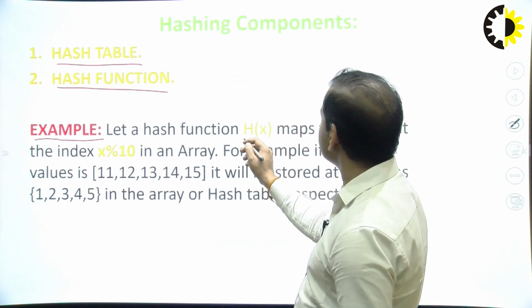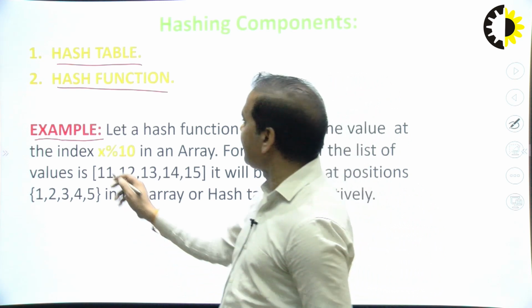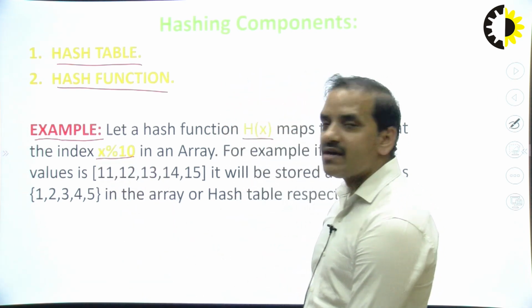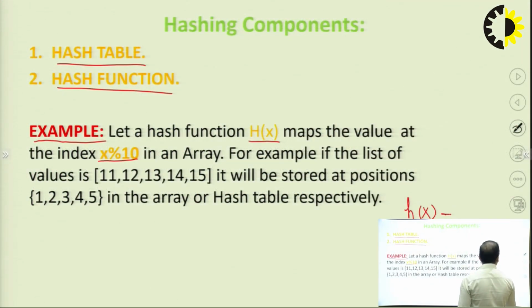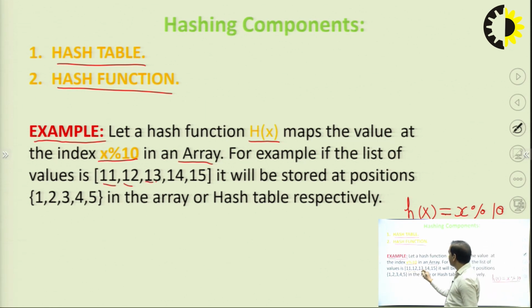Now we take an example of a hash function. Let the hash function be h(x), which maps the value at index x mod 10. This is the hash function. That means h(x) equals x modulus 10. This function is used to store the value inside a table, and the table is in the form of an array. For example, if the list of values is 11, 12, 13, 14, 15, they will be stored at positions 1, 2, 3, 4, 5.